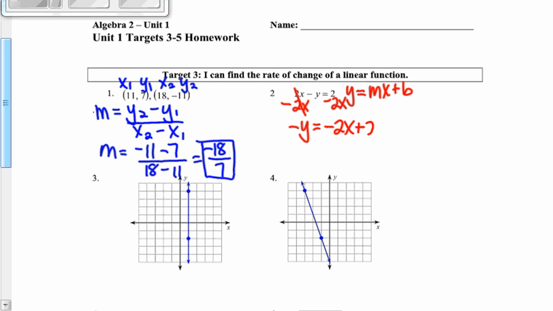Notice I didn't combine the negative 2x plus 2 since those are not like terms. And remember, you do have to divide by a negative 1 to get rid of that negative out in front. So our slope-intercept form is y equals 2x minus 2. Figure out where your slope is sitting in front of your x. So the slope is 2.